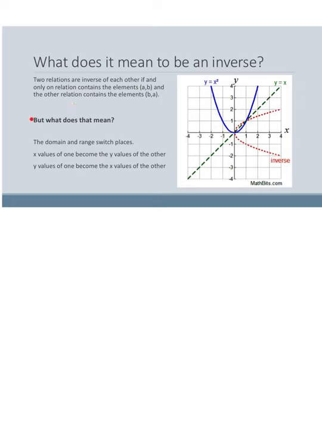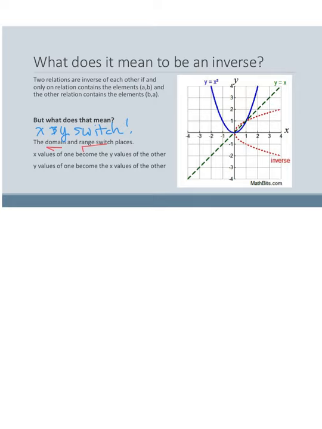So what's actually happening here? What does that mean? The domain and range switch places. Okay, still, what does that mean? That means that X and Y switch. Plain and simple, X and Y switch. In other words, the X values of one become the Y values of the other, and vice versa.